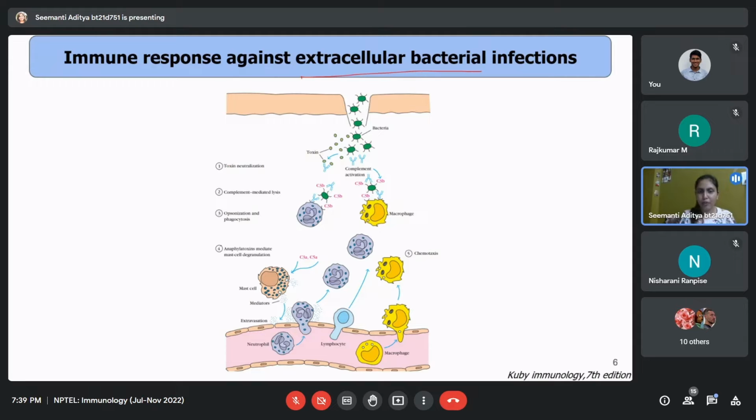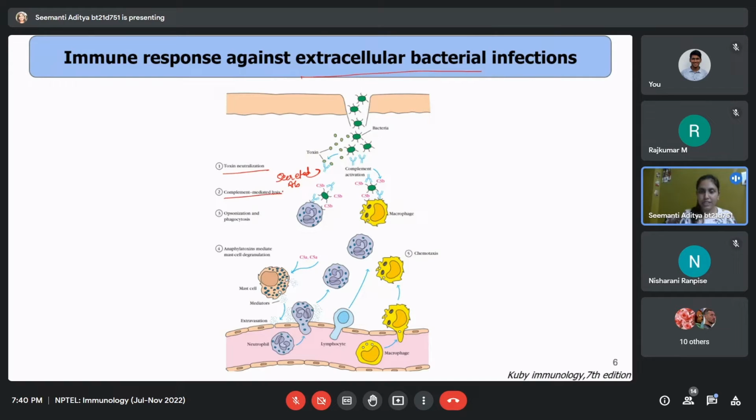There are four ways they are killed. First, toxin neutralization. Bacteria produce toxins, and these toxins can bind to secreted antibodies. These secreted antibodies neutralize the bacterial toxin. So these antibodies also act as an antigen, apart from the bacterial cell itself.